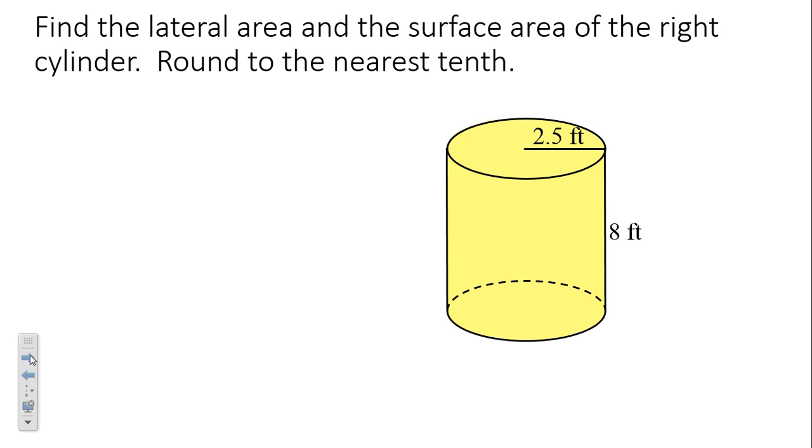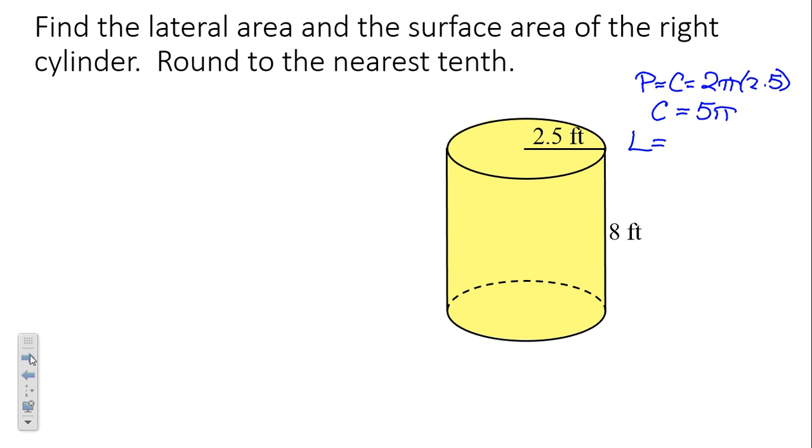So to find this, we need to first find L. So how do we find the perimeter or the circumference? L is P times H, so we have to find PH. That means we have to calculate the circumference of that circle and take it times the 8. 2 pi r h. So we plug in 2 times pi times 2.5. And 2.5 times 2 is 5, so 5 pi is my C, or my P.